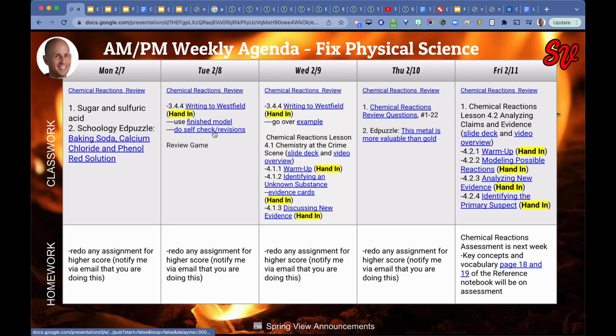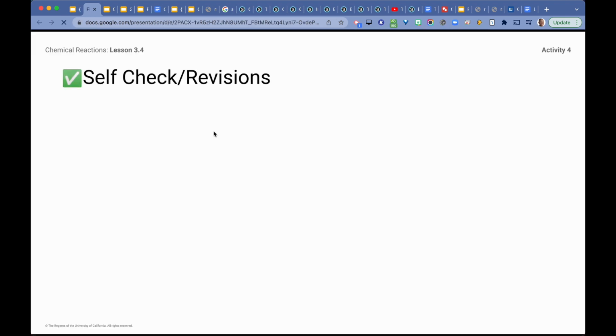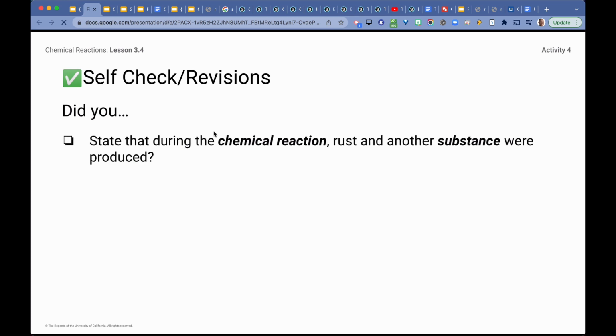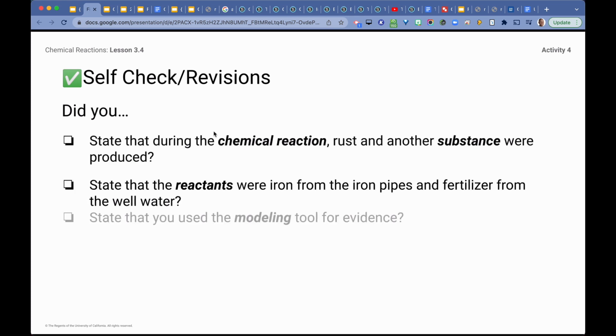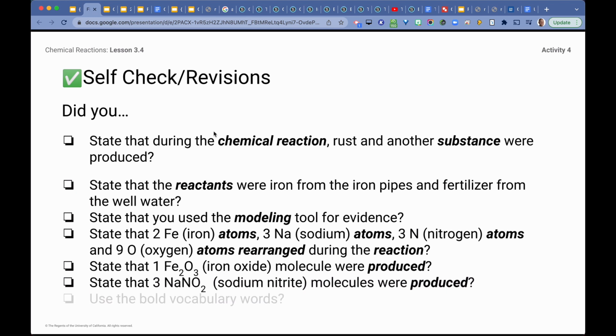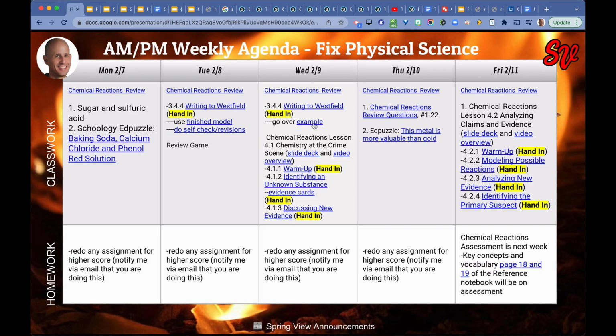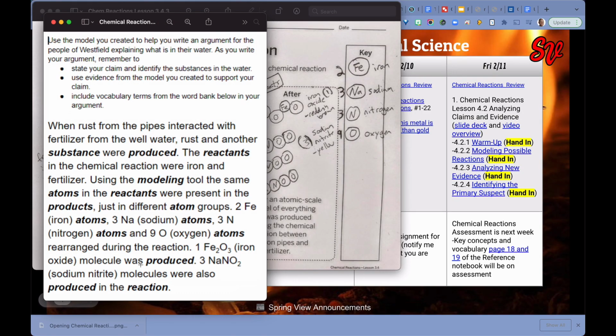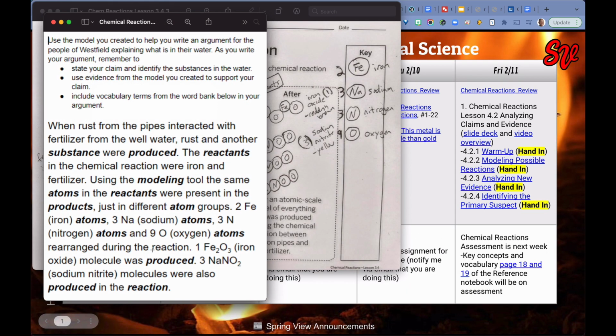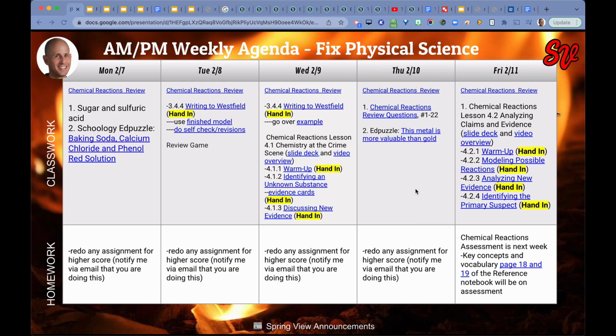And then, after they did their initial rough draft, I gave them this. So this is the self-check revision, so they checked to see if they had this information in their paragraph. And this is how I graded the paragraph that was worth 10 points. Then I went over an example the next day. So here's an example of a well-written paragraph that had all the information from the modeling tool in the explanation. So they have the opportunity to do more revisions and resubmit to get a higher score.